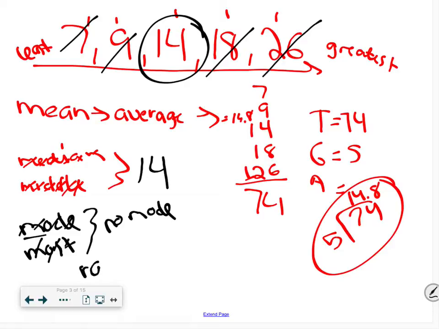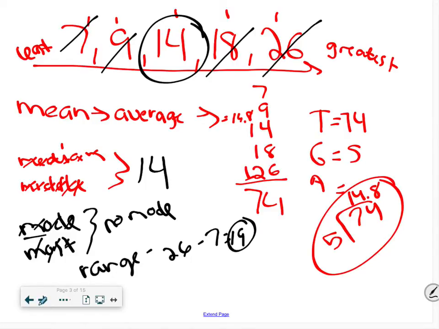Last is the range, which is the spread of the numbers I'm dealing with, like 7 to 26. What's my range of numbers that I'm dealing with? So I would take the biggest number, 26, minus the smallest number, which is 7, and when I subtract them, I get 19. So my range is 19.